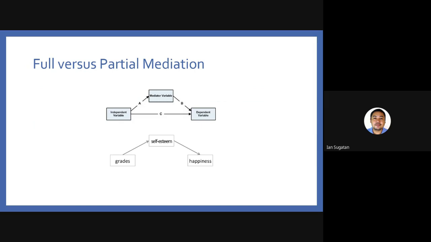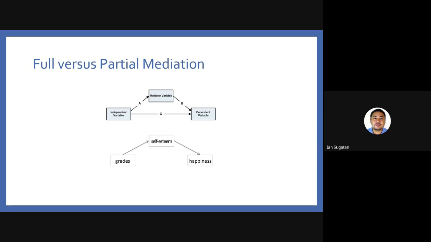So, a mediation model seeks to identify and explain the mechanism or process that underlies an observed relationship between an independent variable and a dependent variable via the inclusion of a third hypothetical variable known as the mediator. This mediator is also called the mediating variable, intermediary variable, or intervening variable.